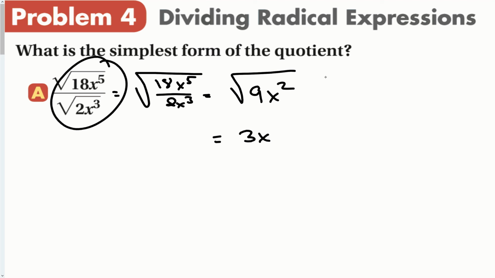Again, if the question had started right there, if the question was simplify 9x squared, then you would have to put an absolute value bar. But in this case, because we use the quotient rule, remember that we do not need to do that.